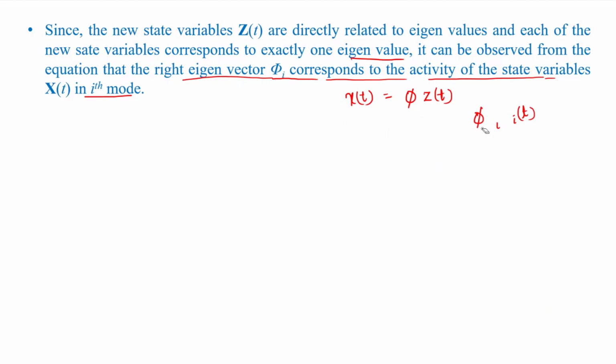I think the time is going beyond 5, so we'll stop here. We'll do this analysis in the next class, maybe tomorrow at 10 o'clock. There is more analysis based on this. Phi_i corresponds to the activity of the state variable, then psi_i will represent the contribution of the state variable to the particular mode. All these things we'll discuss in the next class. So we'll stop here. Thank you very much.